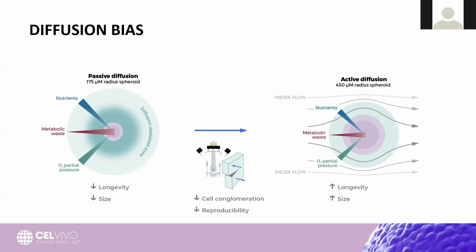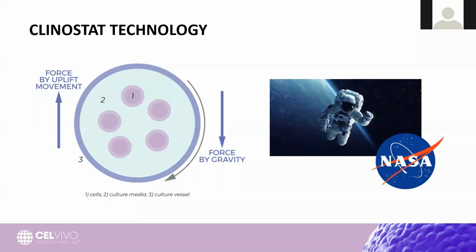NASA actually made use of a technology for this, because they wanted to study cells and how they would grow in a microgravity environment. So they made use of this clinostat principle. In a clinostat, it is a motor that is spinning around at a controlled speed. Usually it's around 2 to 30 RPM when you're using it for cell culture.